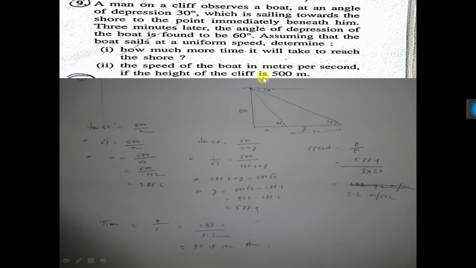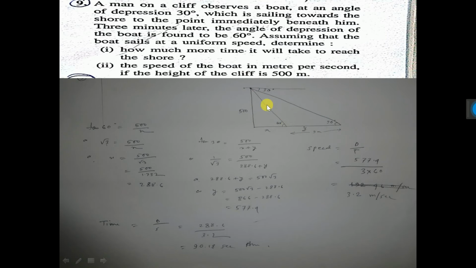The speed of the boat in meters per second, if the height of the cliff is 500 meters. So this is the height of the cliff, 500 meters. We have to find the speed of the boat in meters per second. Now see, this is the diagram.